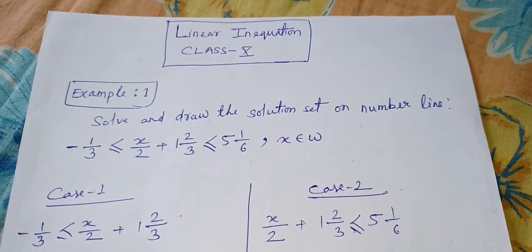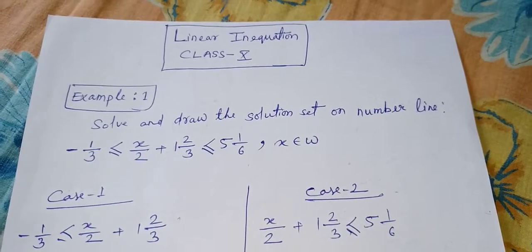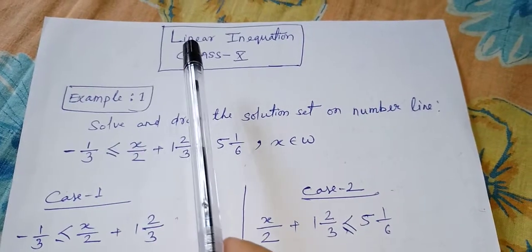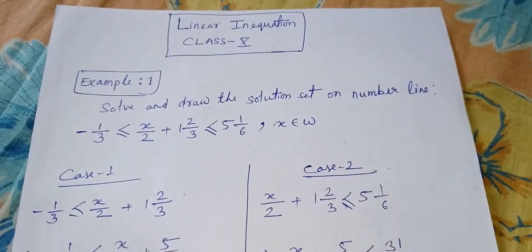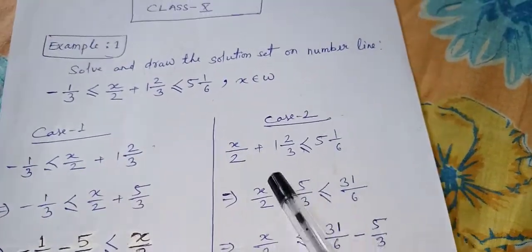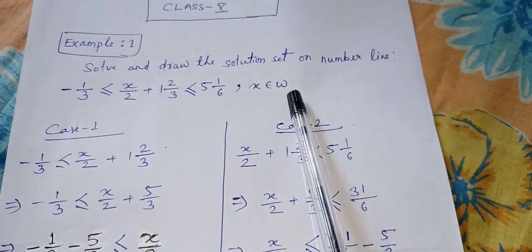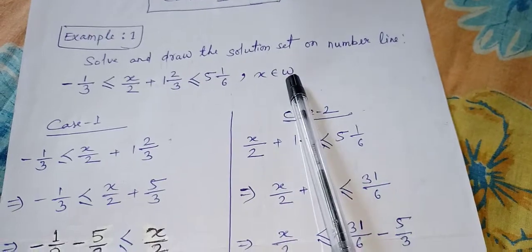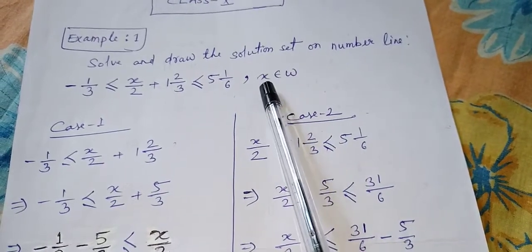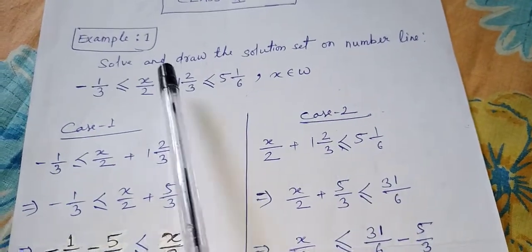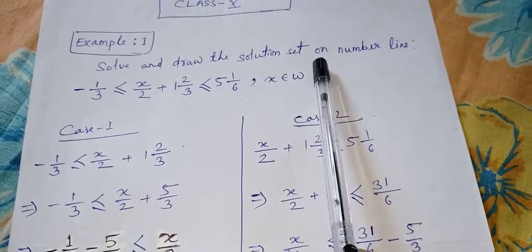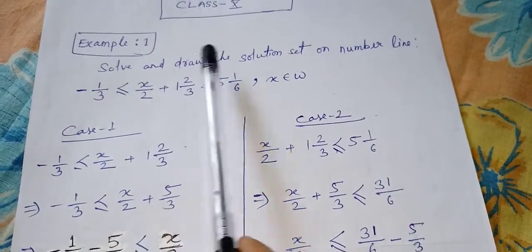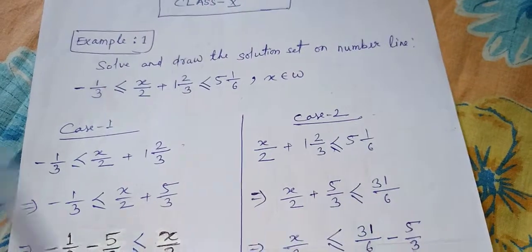Class 10 children, today we will learn some more new important questions from the chapter linear inequation. Here I have taken one more example, but today x belongs to W. In the previous two videos, I taught you x belongs to R. Today I am going to teach you x belongs to W. Solve and draw the solution set on the number line. So you have to solve, find the solution set and draw it on the number line.